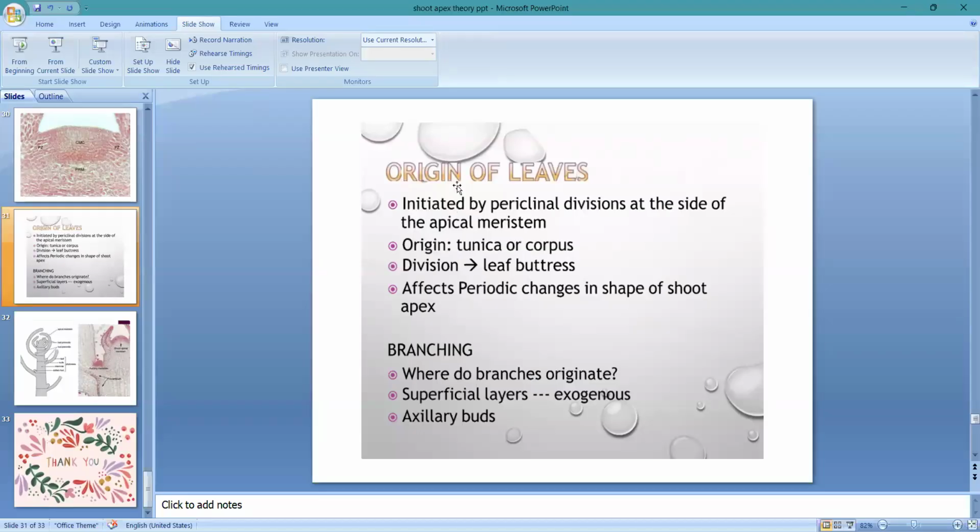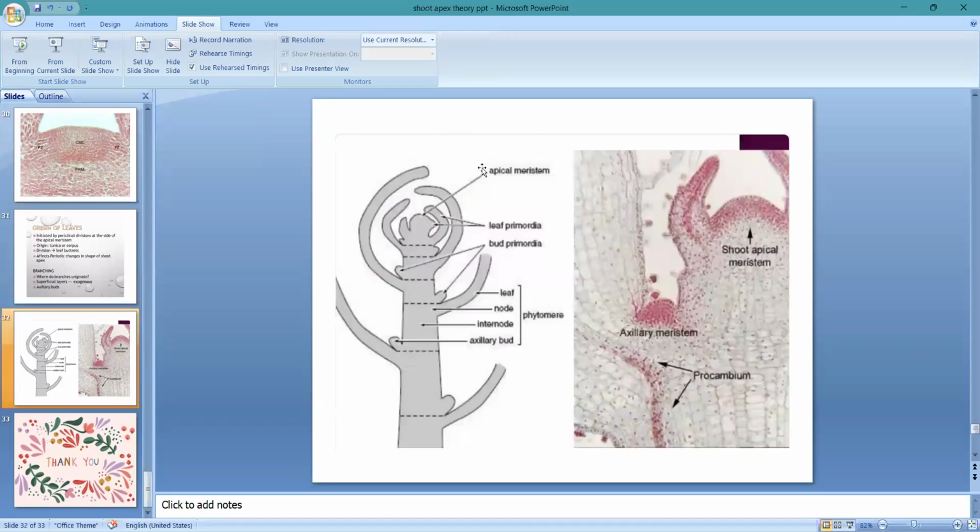Same like that with branching also: where do branches originate? In the superficial layers, exogenous axillary buds. This is about the apical meristem. This is the leaf primordia. This is the bud primordia. Leaf, node, internode, axillary buds from here. This is an axillary meristem. This is the shoot apical meristem. This is about the shoot apex organization and shoot apex theories.